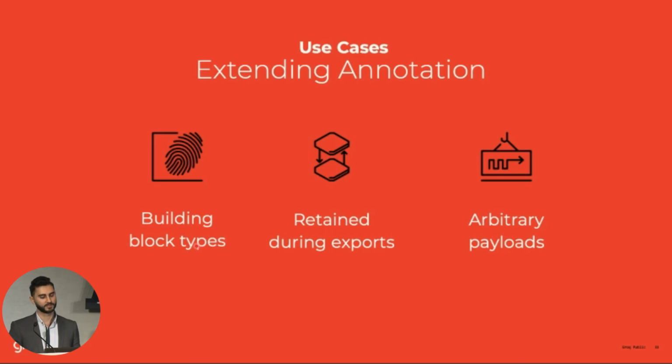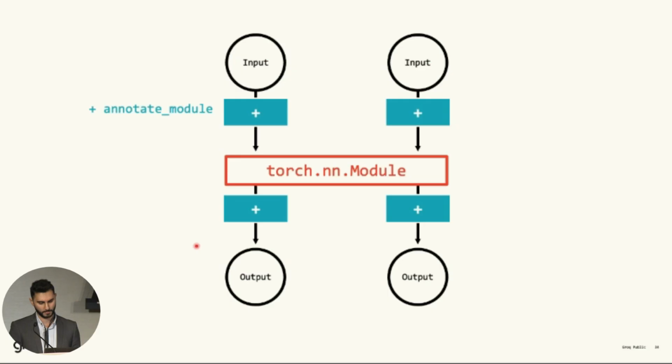For any annotations library to work, we need 3 requirements to be met. First, we need a way to add metadata to each of PyTorch's building blocks and differentiate between each type of building block annotation. Next, we need to ensure metadata is retained during the various export pipelines. So this includes TorchFX, Dynamo, torch.export, TorchScript, ONNX, etc. And finally, we need to support any arbitrary metadata payload that we want to add on the annotation.